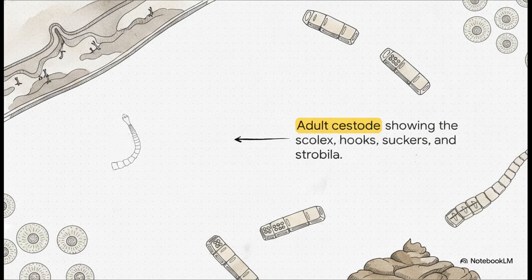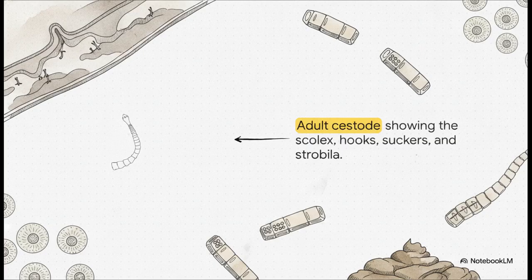Picture the adult worm for a second. It's got a scolex, that's the head, which is completely armed with this nasty ring of hooks and suckers. It uses those to just anchor itself into the host's intestinal wall. Right behind the neck is a chain of segments called the strobila. As these segments mature and get pushed to the back end, they become gravid. Basically, that means they are absolutely packed with fertilized eggs. Eventually, these segments just drop off the end of the worm and get passed right out into the environment in the host's feces.